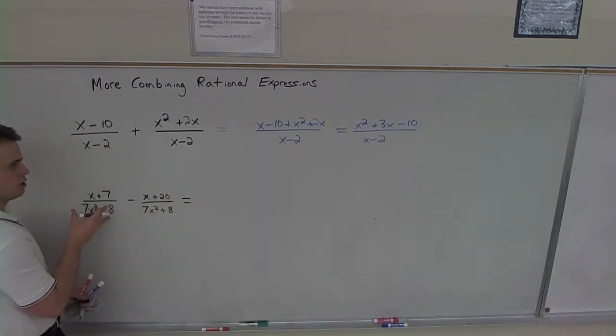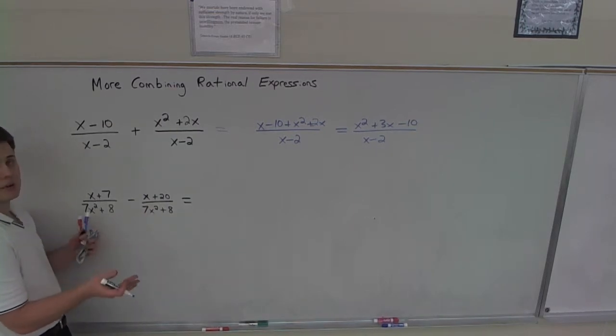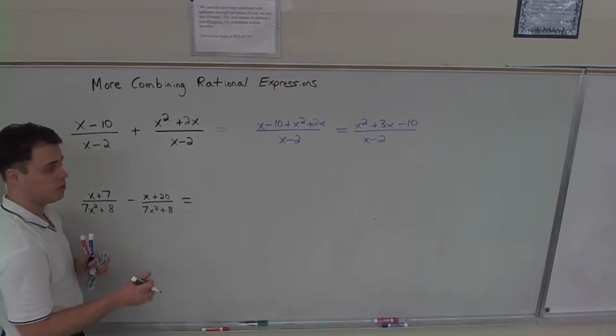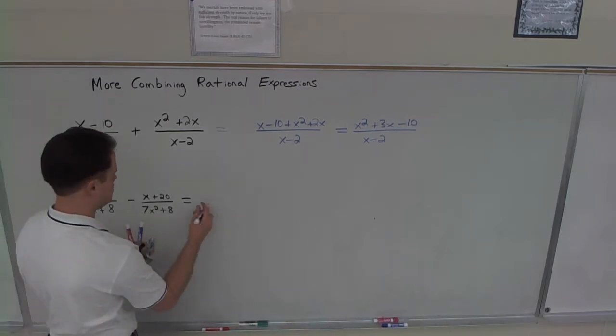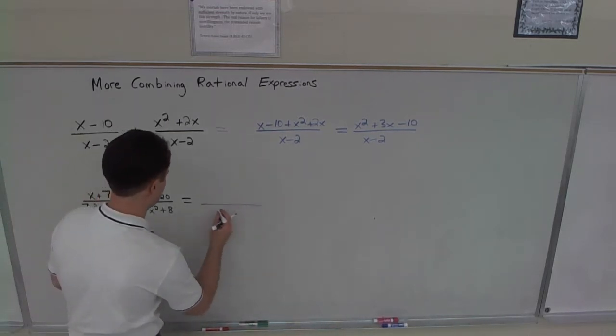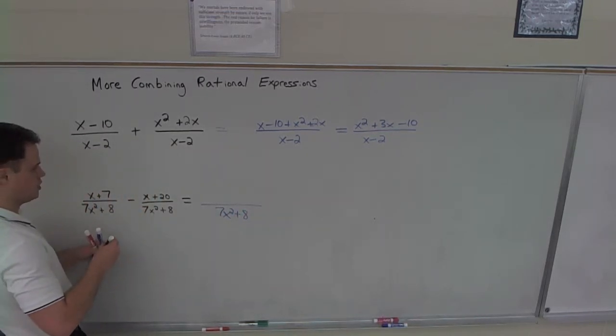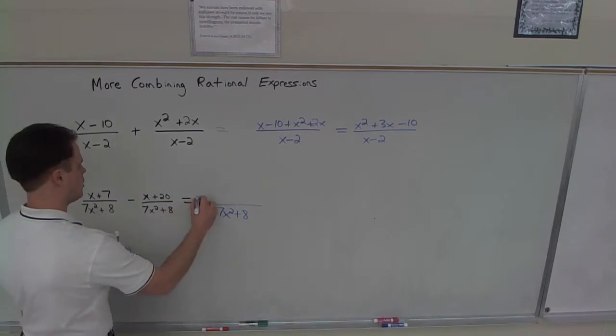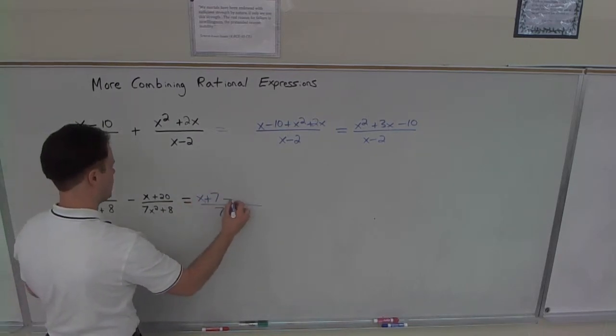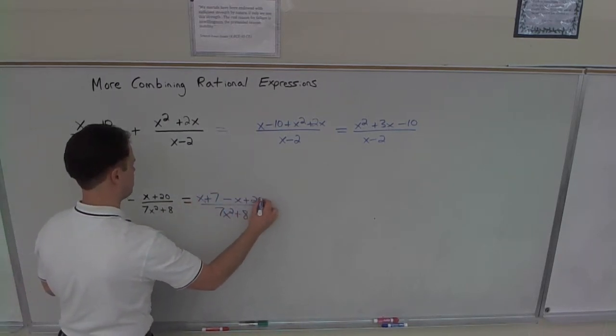Let's try that with this one. So now we've got a rational expression minus another rational expression. Again, they have the same denominator. It doesn't matter how complex or how simple the denominators are, the same rule applies. So the denominator is shared. They both have that same denominator of 7x squared plus 8. So then we go on top and we go x plus 7 minus x plus 20.